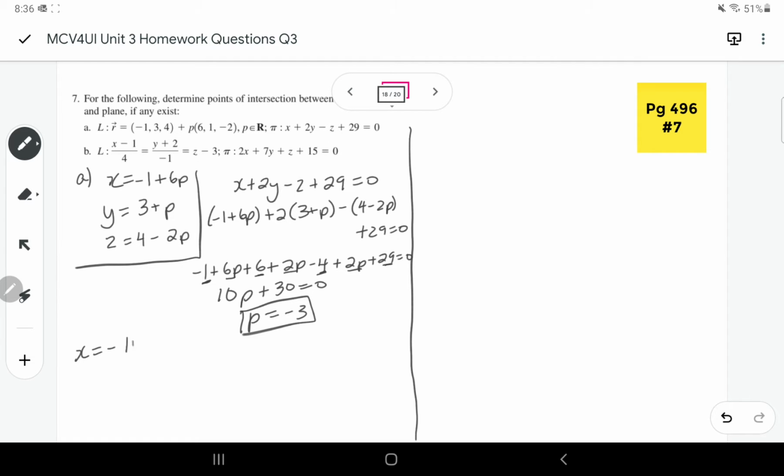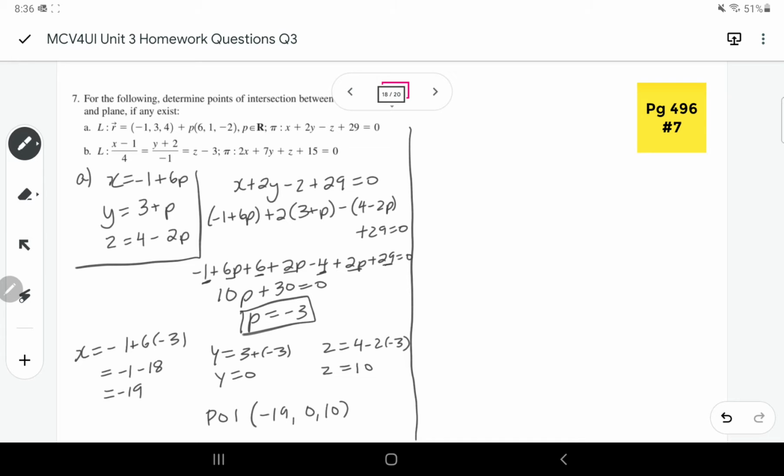So -1 plus 6 times -3, -1 minus 18, my x is -19, and then the y is 3 plus -3, so y is 0, and the z is 4 minus 2 times -3, so z is 10. So the point of intersection of the line and the plane is (-19, 0, 10).